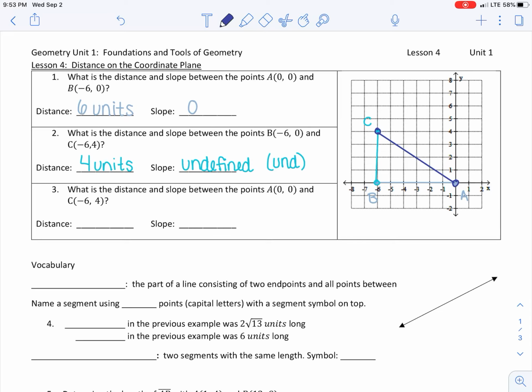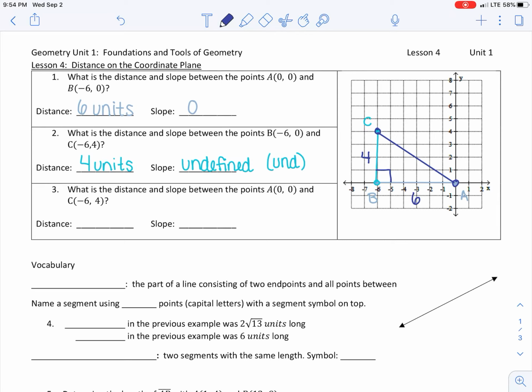So what we want to do is use Pythagorean theorem, which is what we did in lesson 3. The reason we can use Pythagorean theorem is if you look, we have a triangle between A, B, and C. We have that 4 units here that we counted, and we have 6 units here that we counted. And this is a right triangle because that horizontal and vertical line are perpendicular and form that 90-degree angle.